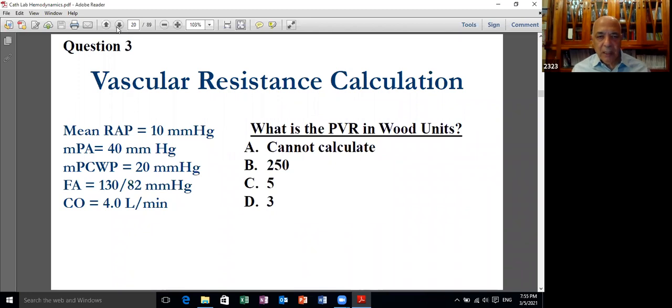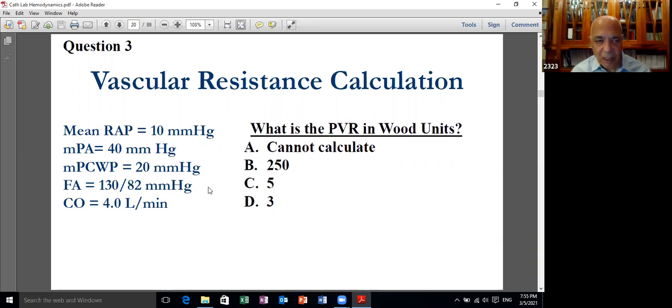Now, here is a very easy question, the vascular resistance calculation. If you have a mean right atrial pressure of 10 millimeters of mercury, mean pulmonary artery pressure of 40 millimeters of mercury, mean pulmonary capillary wedge pressure 20, femoral artery 130 over 82, and cardiac output is 4. How can you calculate the pulmonary vascular resistance in Wood units? Is it that you cannot calculate it, or is it 250, or 5, or 30?